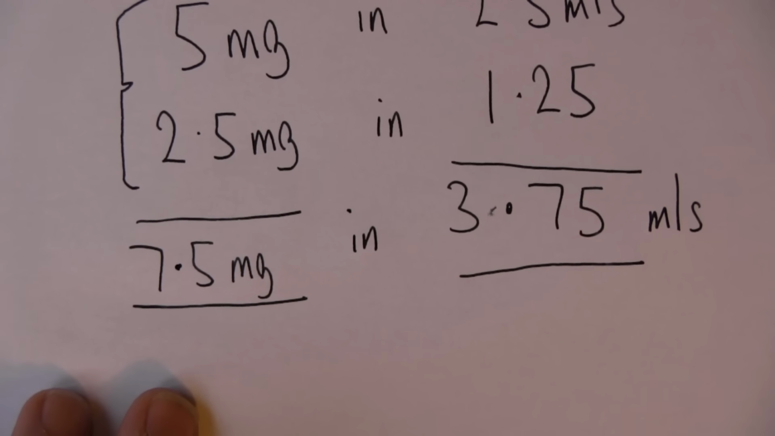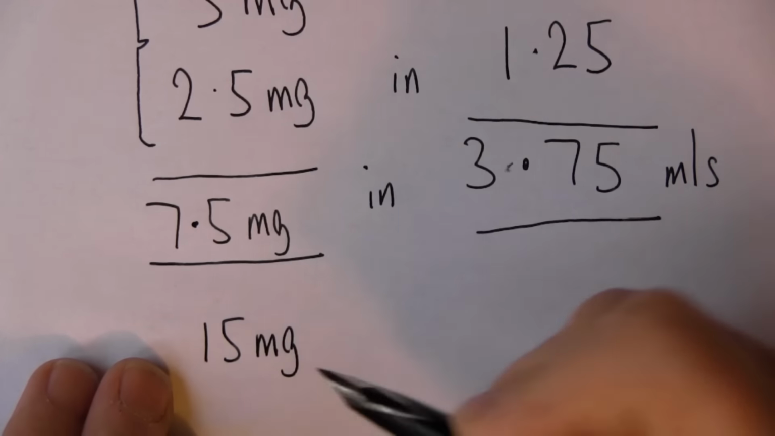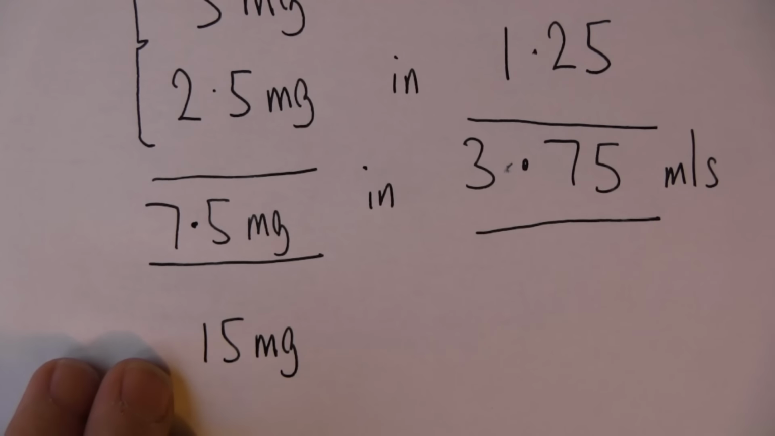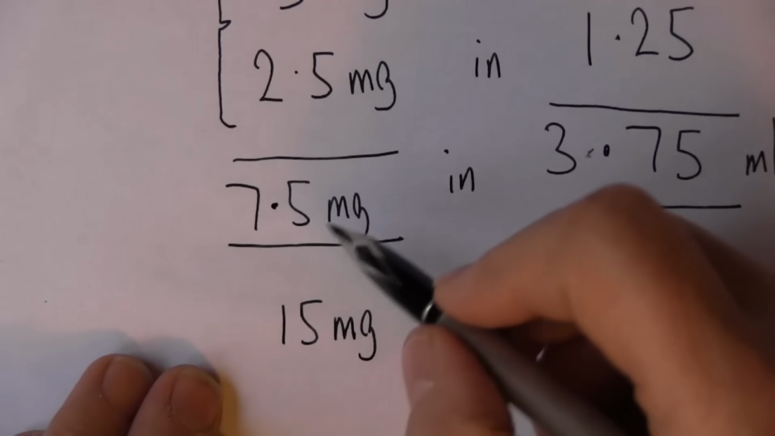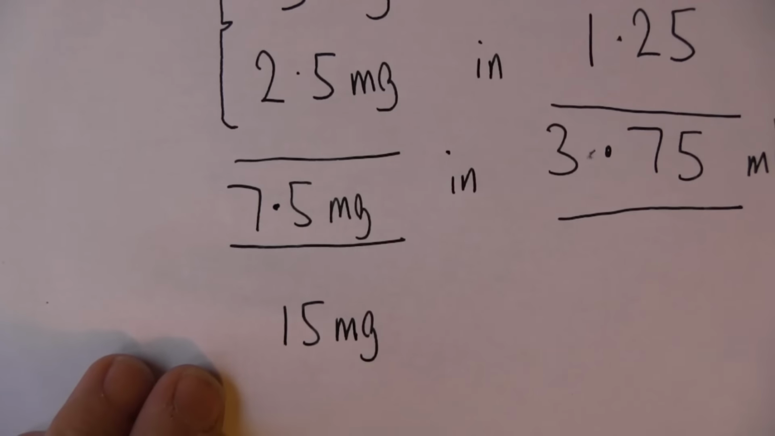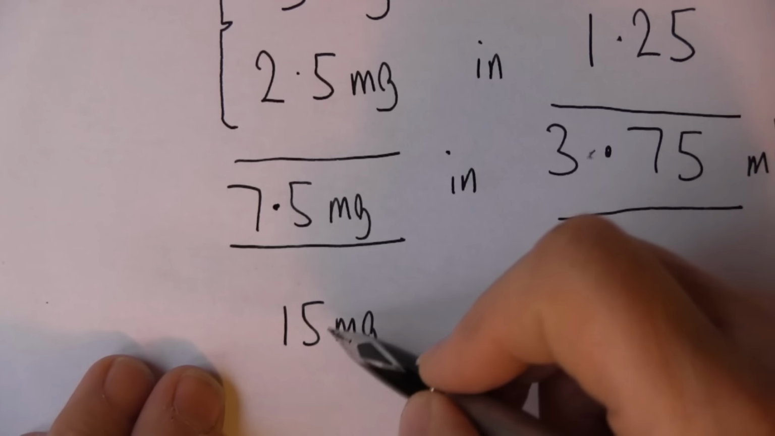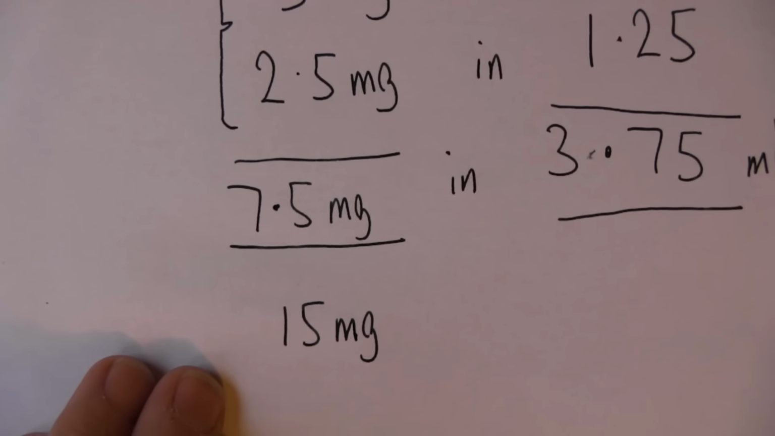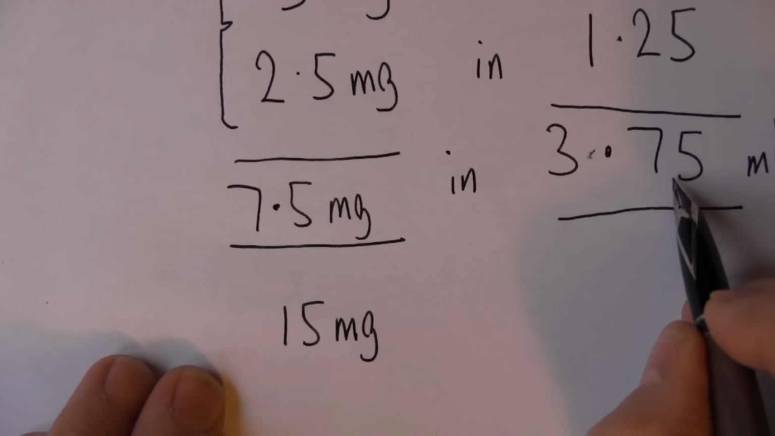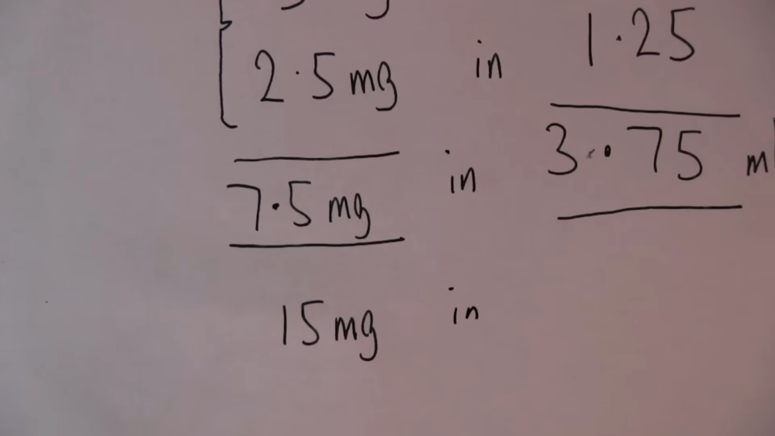So every time we give 3.75 mils in volume, we're giving 7.5 milligrams in dose of the drug in terms of weight. Now the question goes on to say, how many would you give for a prescribed dose of 15 milligrams? I want to give 15 milligrams now. Now can you see that 7.5 times 2 is going to be 15. So we've doubled 7.5 to get 15. Therefore, if we double 3.75, we'll get the appropriate volume.